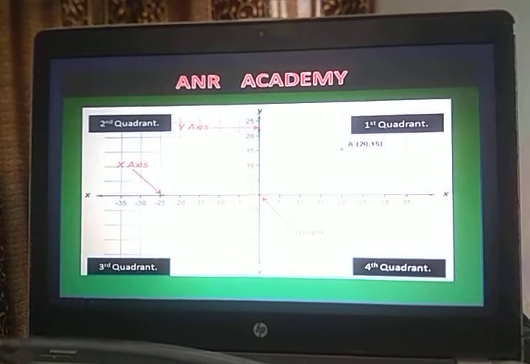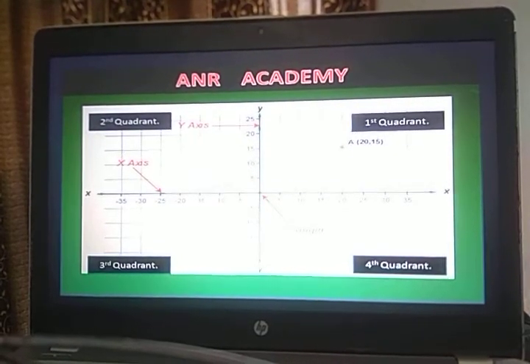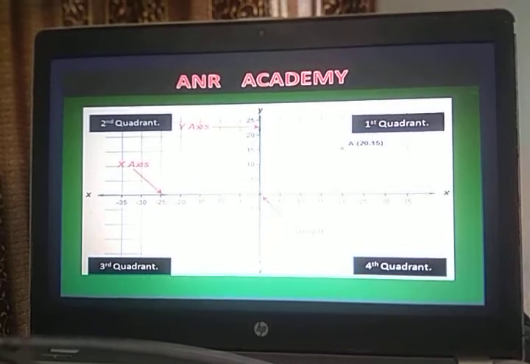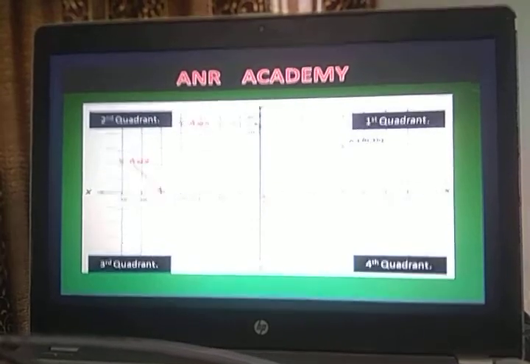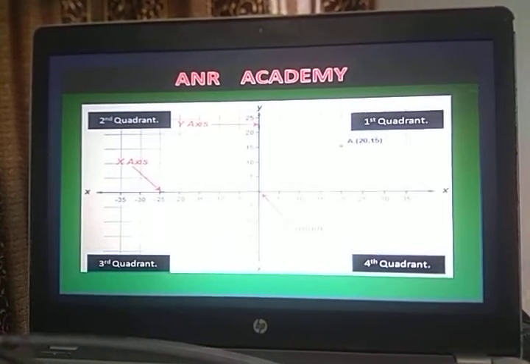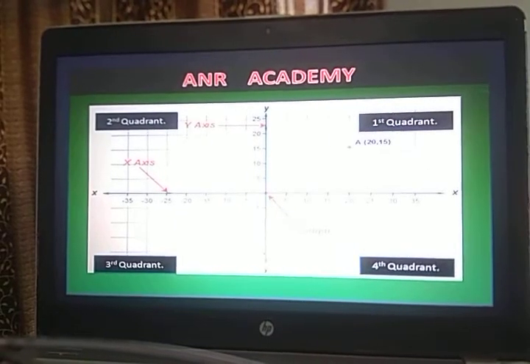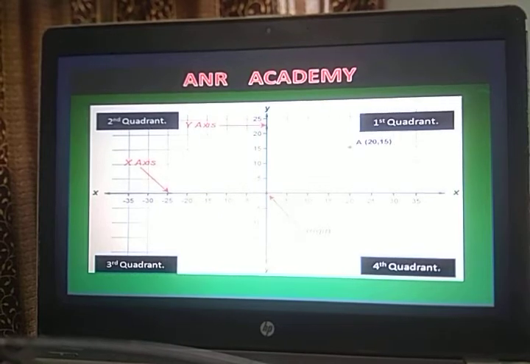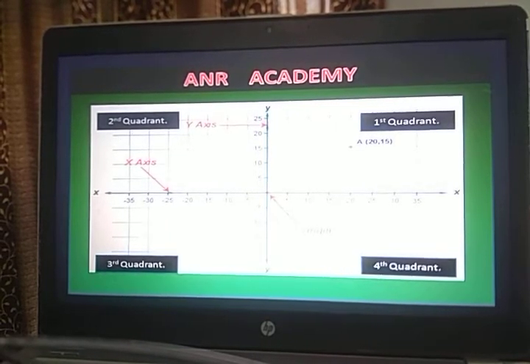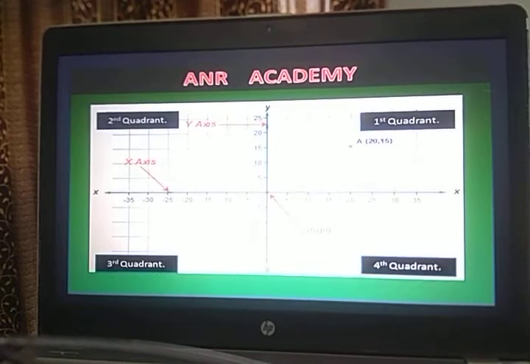Like this, when the ordered pairs are given, you can locate the points. So in our next lesson, we learn how to locate a point on a graph paper or on a plane with the help of given ordered pairs.